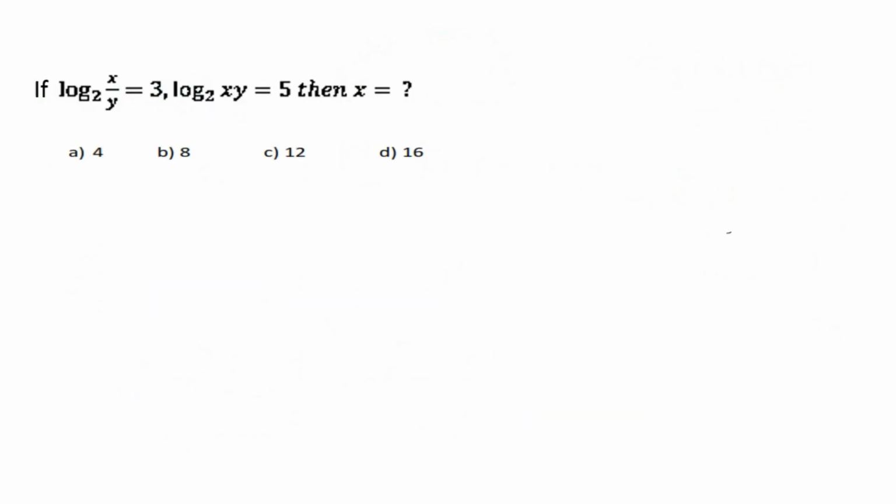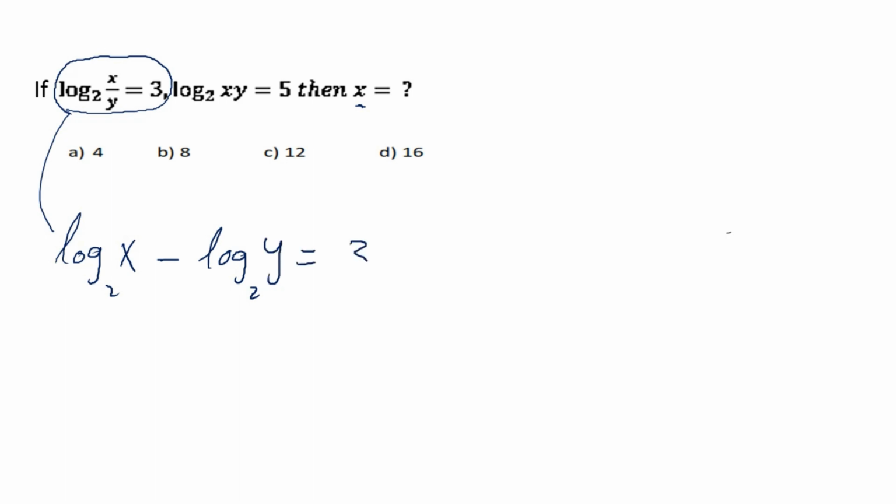Log 2 for x over y is equal to 3, and log 2 for xy is equal to 5. Then x only is equal to what? We know that log 2 for x over y equal to 3 can be written as log 2 for x minus log 2 for y is equal to 3, because in case of division, I change it into subtraction.